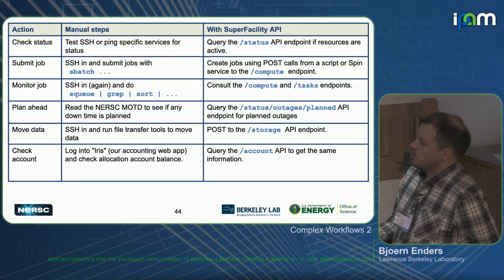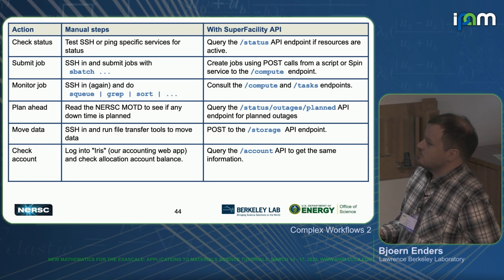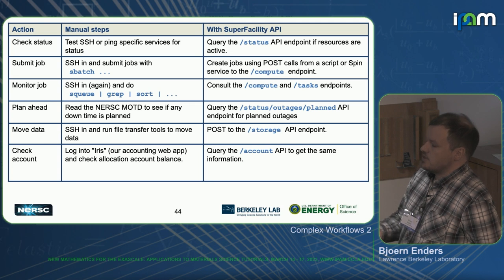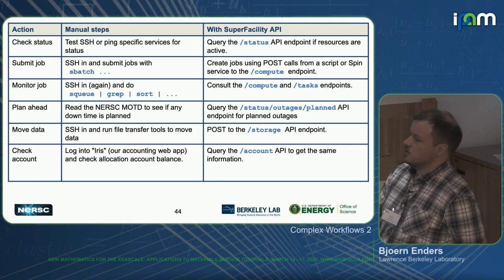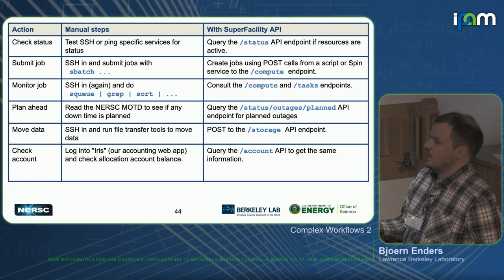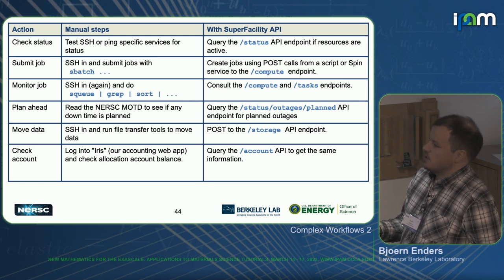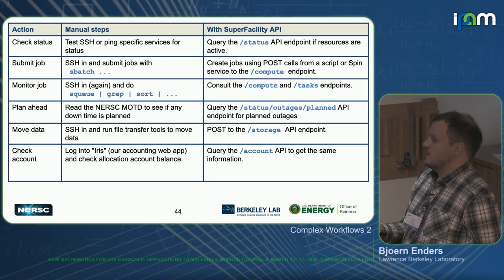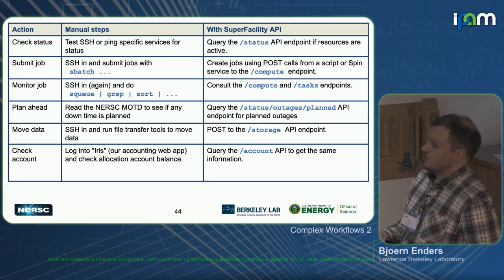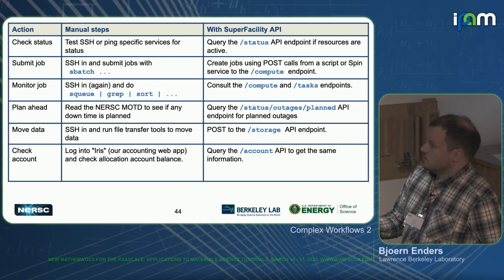Okay, if you're going over a few more examples, to check status you would usually go to the web page, but if you want to do it automatically, you would have to SSH or ping services. But now you can go to the status API. Submitting a job, you would do with ssh and sbatch, but now you can do it over the compute endpoint, et cetera. So there's a lot of things that you can do.